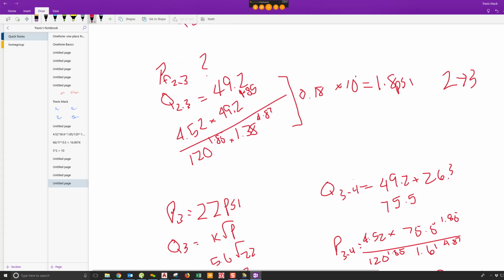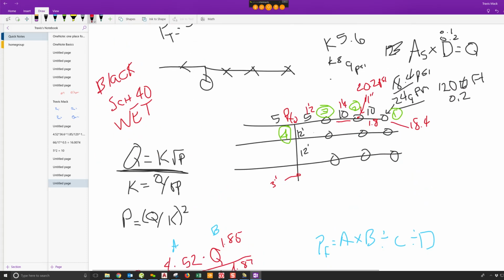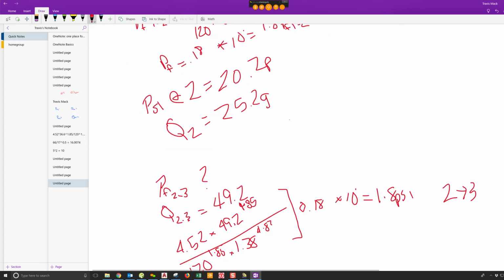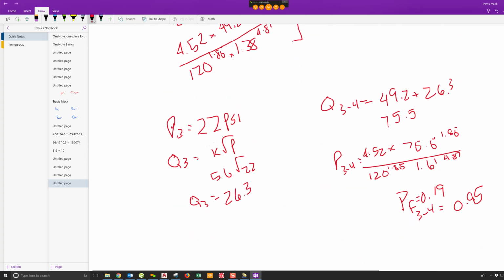So then our total pressure at point 4 is just the pressure at 3 plus the friction loss going through there. So our pressure at 3 was 22.2. Add our 0.95. So our P total is just 22.95. Do you guys get that? This is kind of the basis of everything you're going to do.